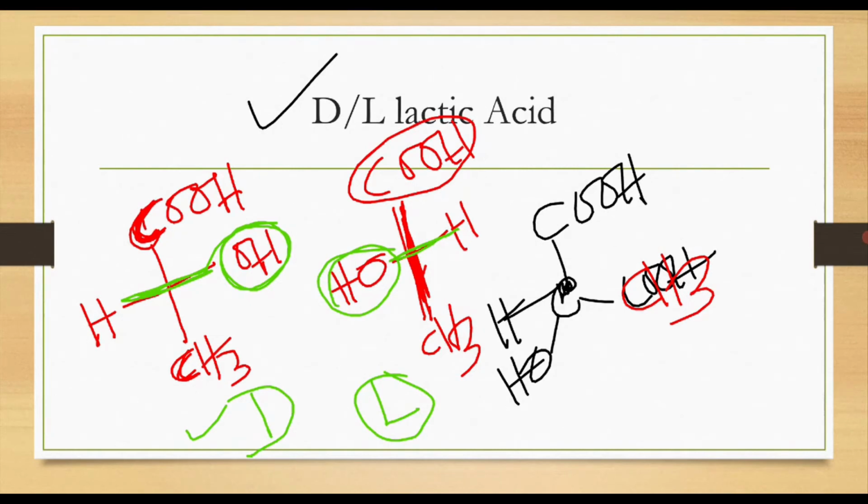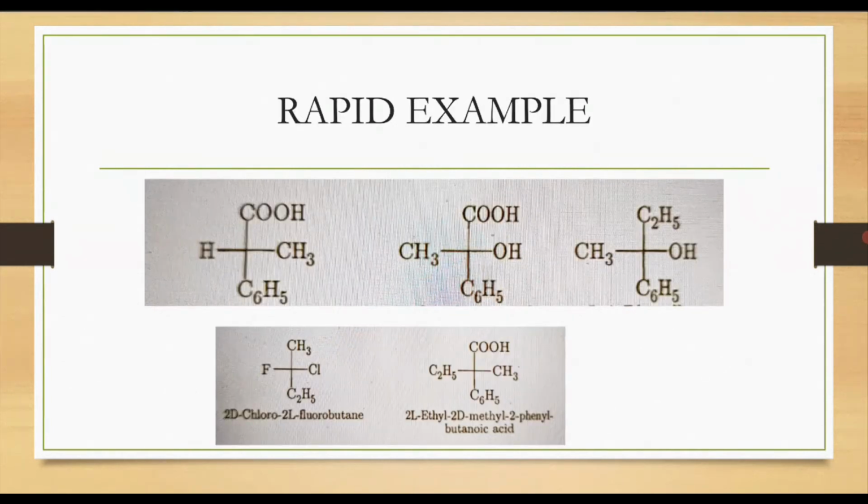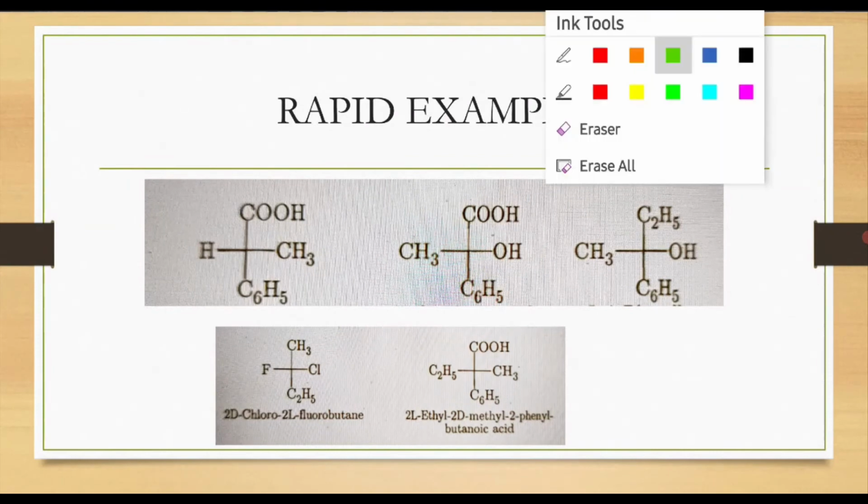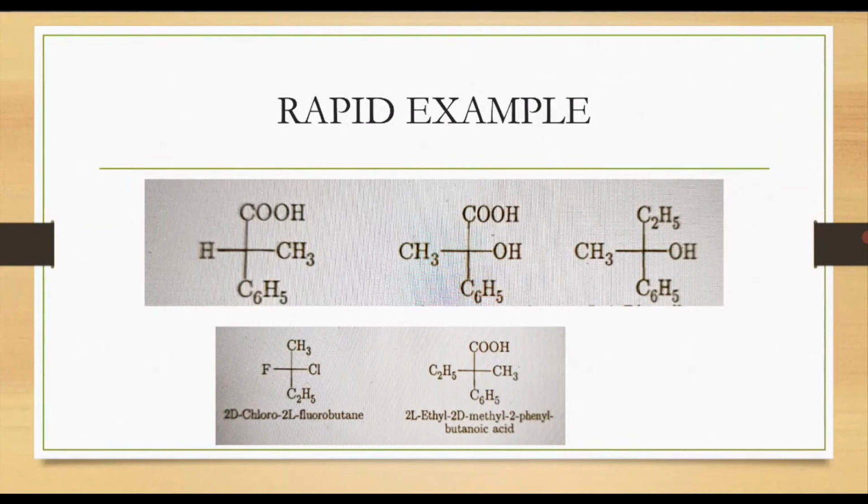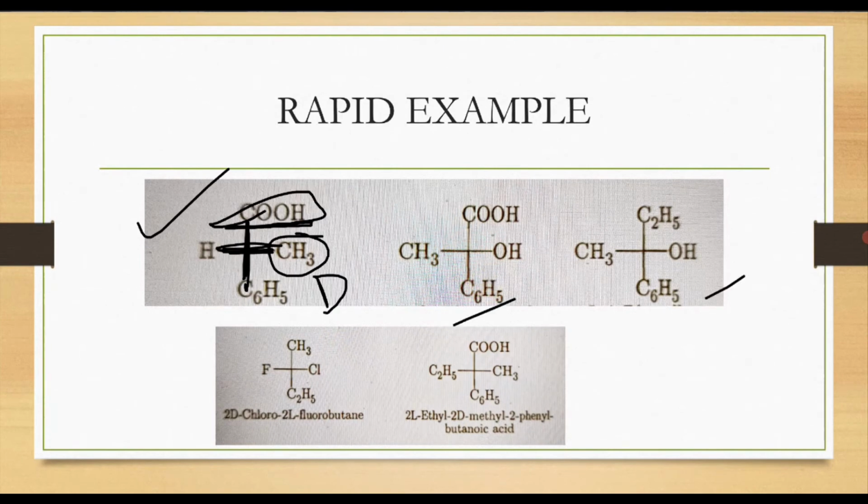Okay, so next, let's do some rapid examples. For the first one, first look at it: it is in proper Fischer position, longest carbon chain vertical and highest oxidation group is up. Methyl group is between two horizontal groups, and methyl is on the right side, so it will be capital D. Similarly, you can try these examples.